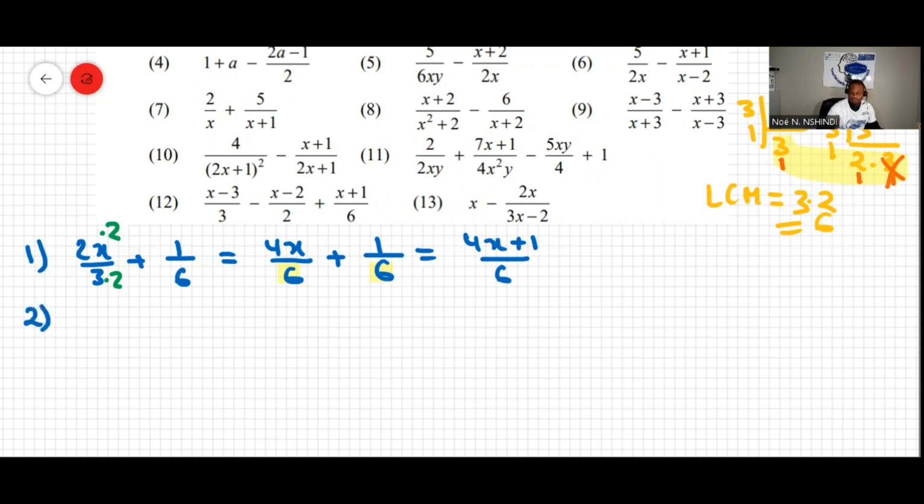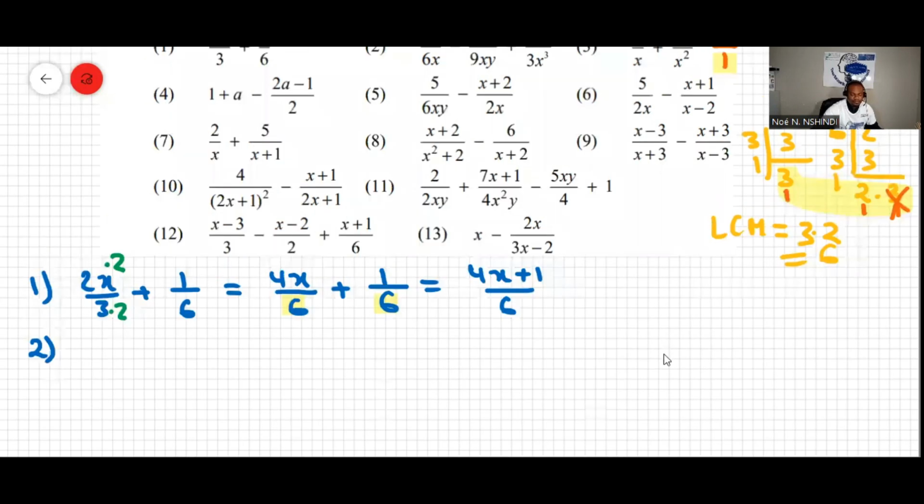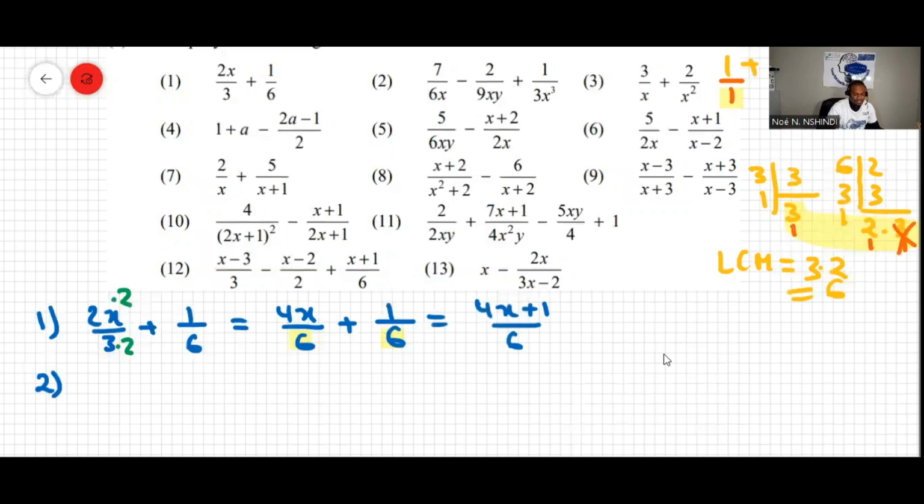Now, question 2 says 7 over 6x minus 2 over 9xy plus 1 over 3x cubed. Now, again, to solve this, I need to find the LCM of these denominators, 6, 9, and 3, okay?